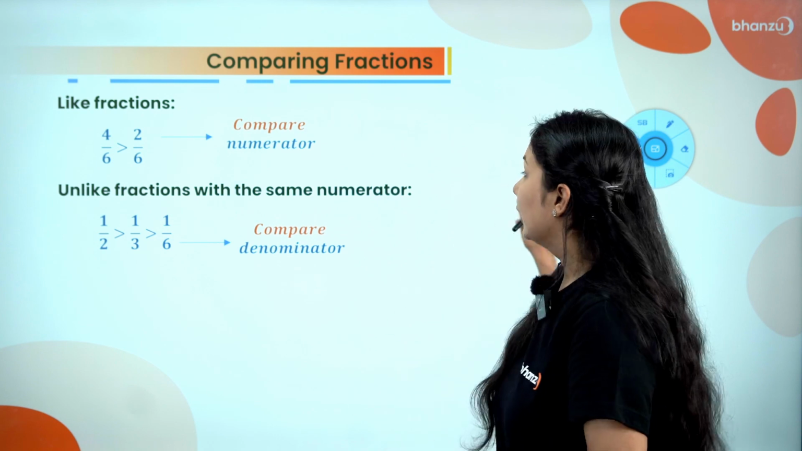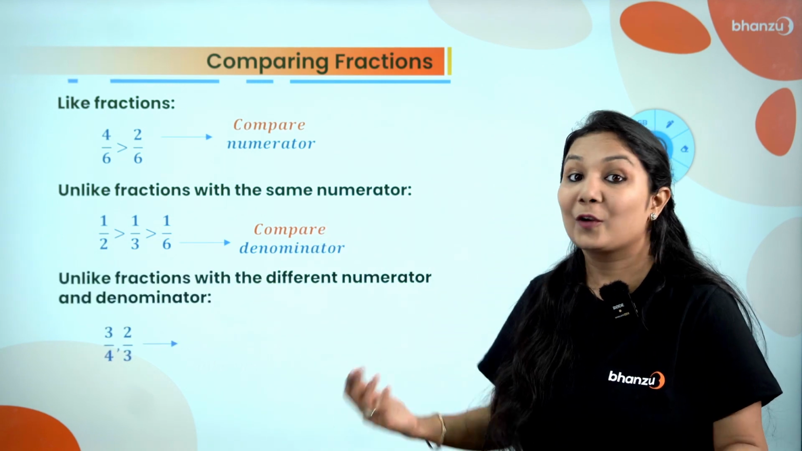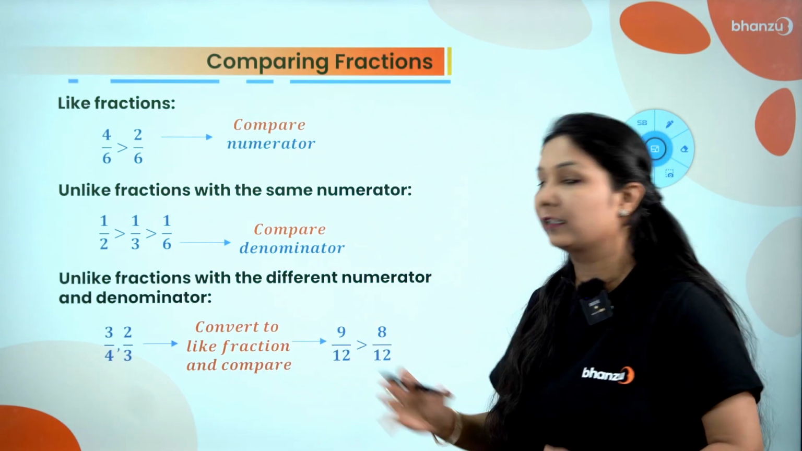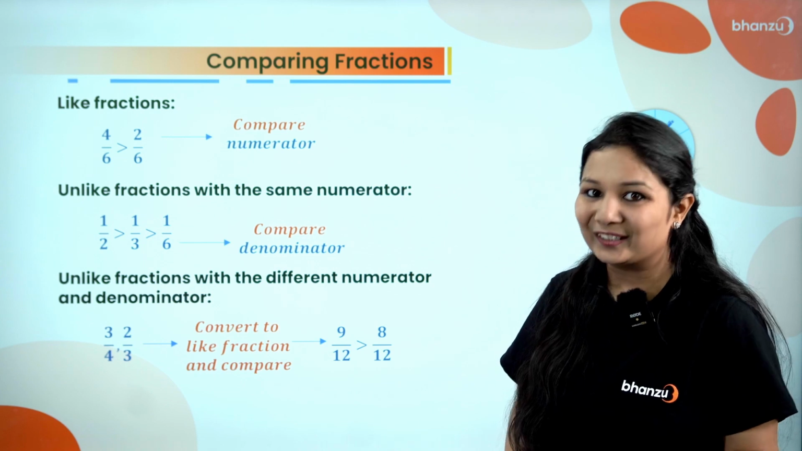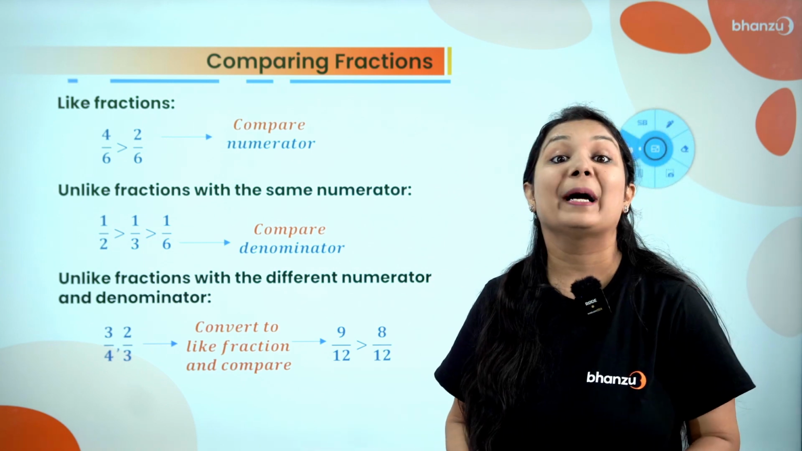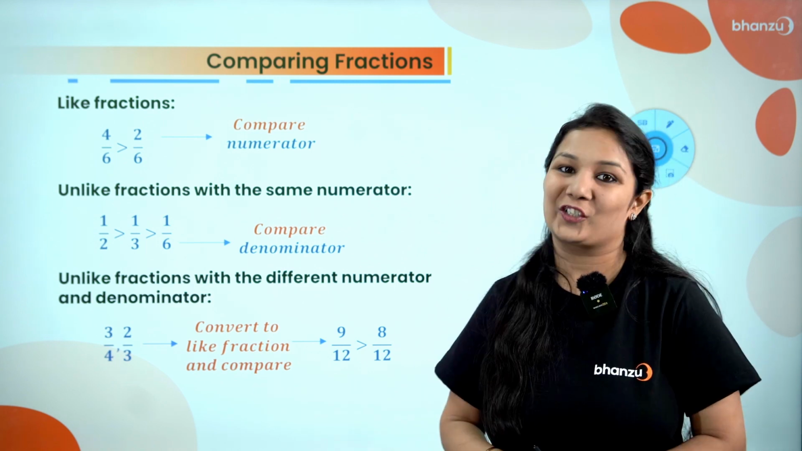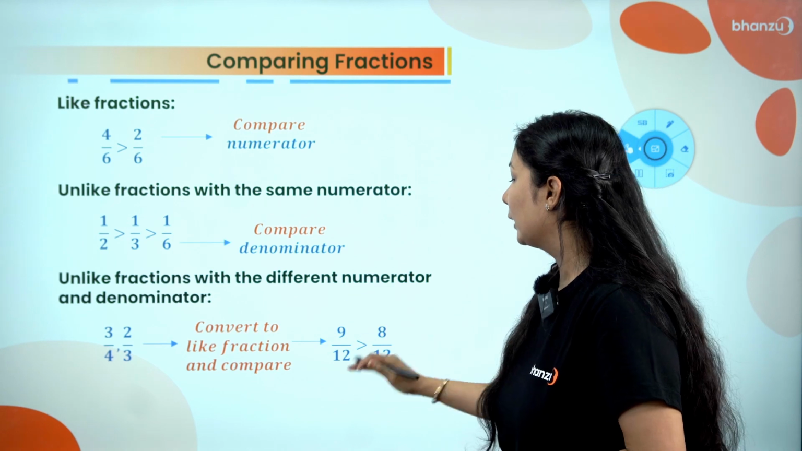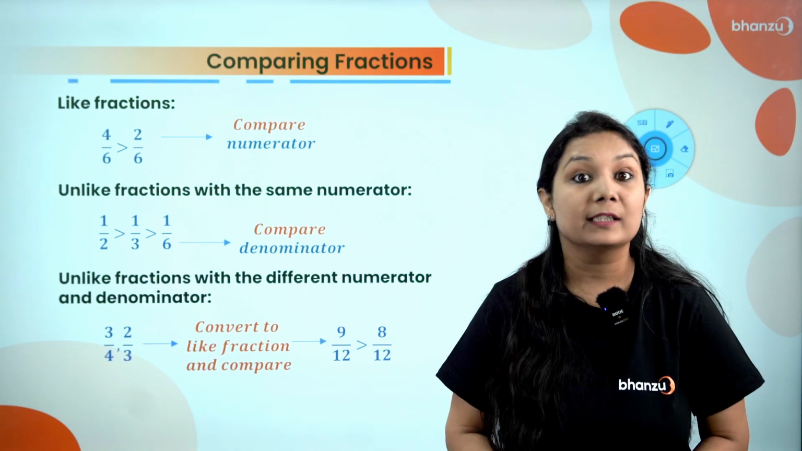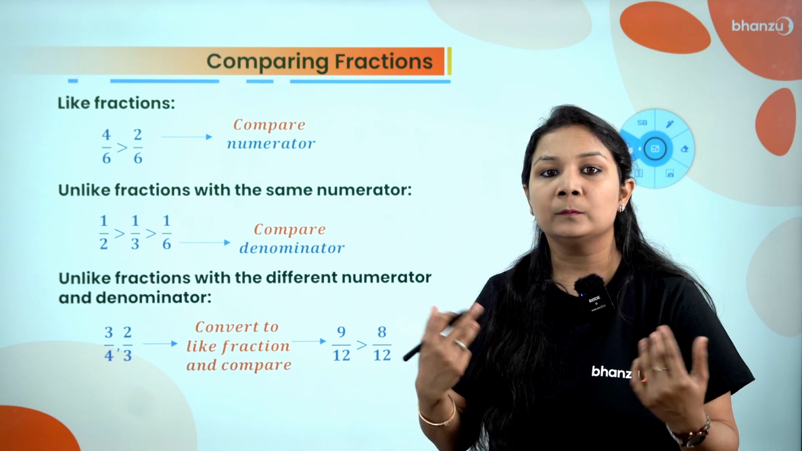Now what if the numerator and denominator both are not the same? That means convert them to like fractions and then compare. How do we convert them to like fractions? You can take out the LCM or use the concept of equivalent fractions, right? So 9 by 12 is greater than 8 by 12. This is how we have converted them to like fractions. Denominator became same. Now compare the numerators, right?